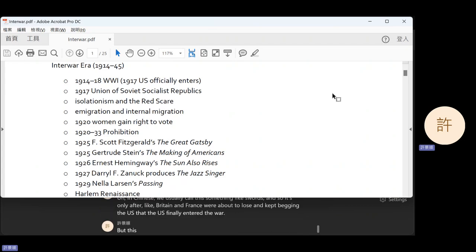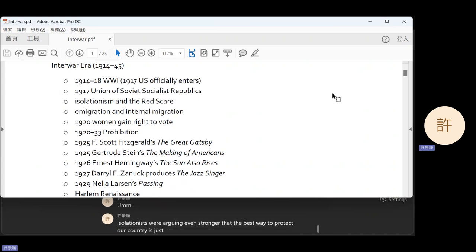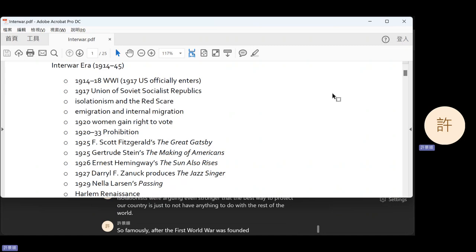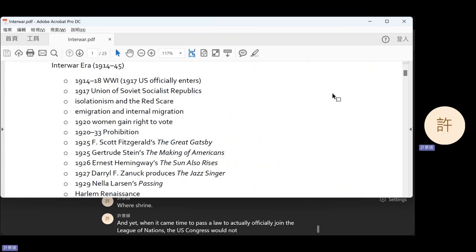But this sentiment, this thinking did not disappear after the First World War. In fact, with the rise of communism, isolationists were arguing even stronger that the best way to protect our country is just to not have anything to do with the rest of the world. So famously, after the First World War, was founded the League of Nations, 国联. It was before the United Nations. They tried it first after the First World War. It was too weak to actually do anything. But it was founded in part by U.S. President Woodrow Wilson, 威尔逊. And yet, when it came time to pass a law to actually officially join the League of Nations, the U.S. Congress would not pass the law because of isolationism.